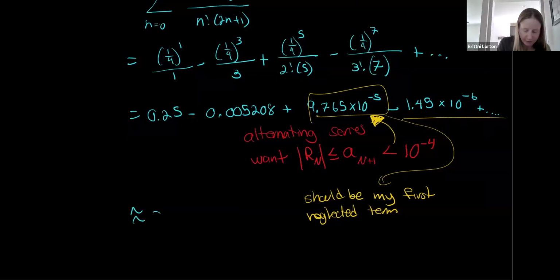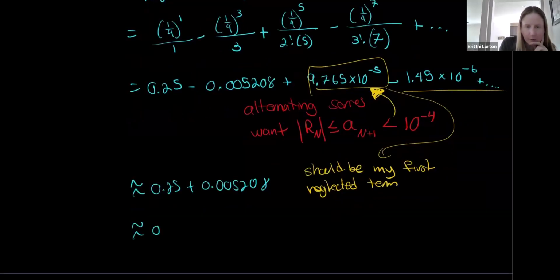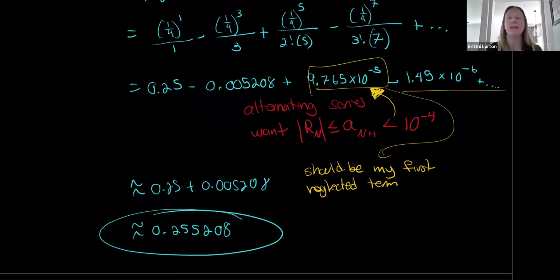So 0.25 plus 0.005208. Sorry, that got kind of sloppy. And I got 0.255208 is my estimated value of that definite integral. Ta-da!